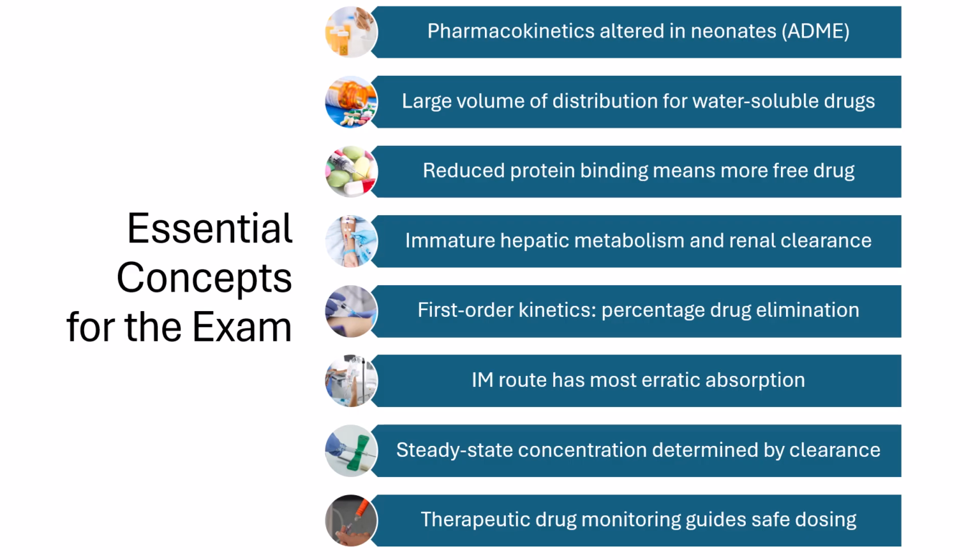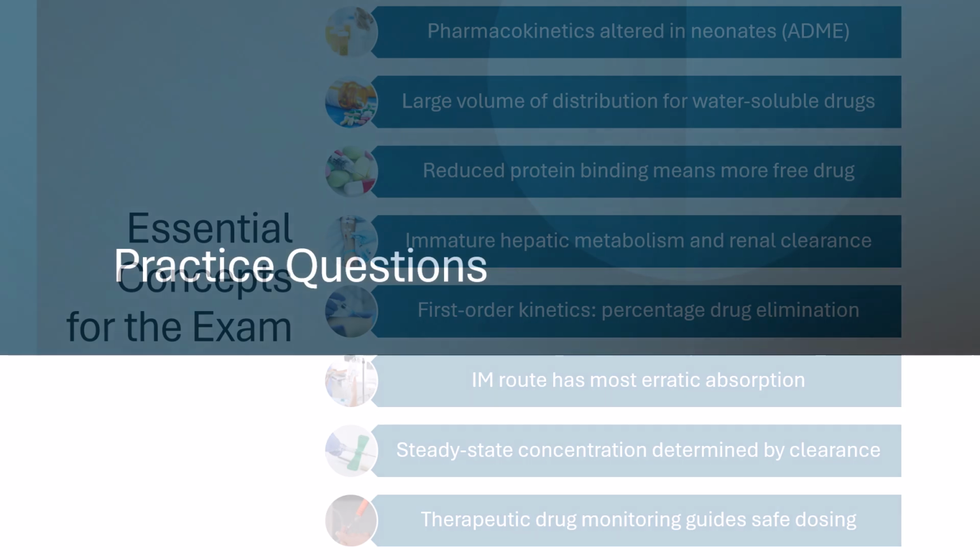First-order kinetics means a percentage of drug is eliminated over time, regardless of dose. The intramuscular route has the most erratic absorption in neonates. Steady-state concentration is determined primarily by clearance, not half-life. Therapeutic drug monitoring guides safe dosing. These principles will help you both on the exam and in clinical practice, where your understanding directly impacts patient safety.